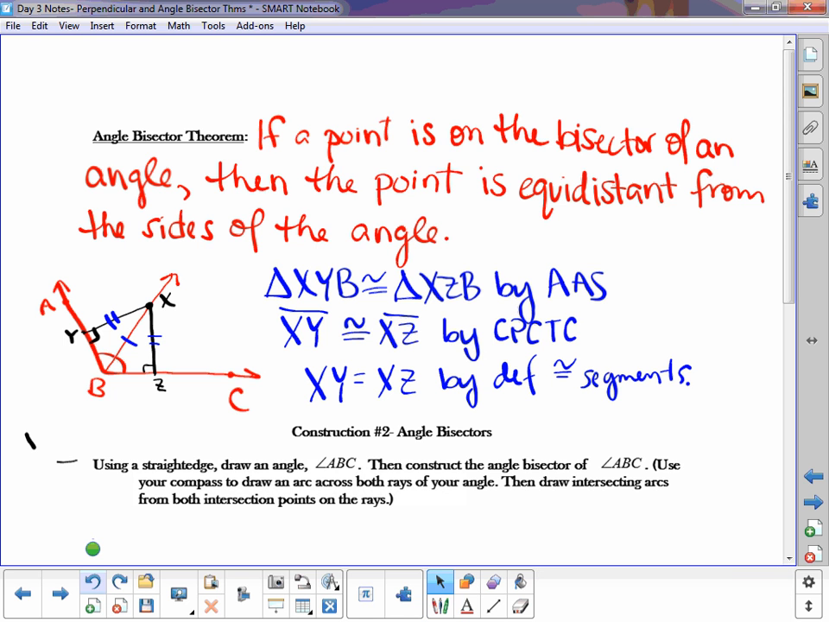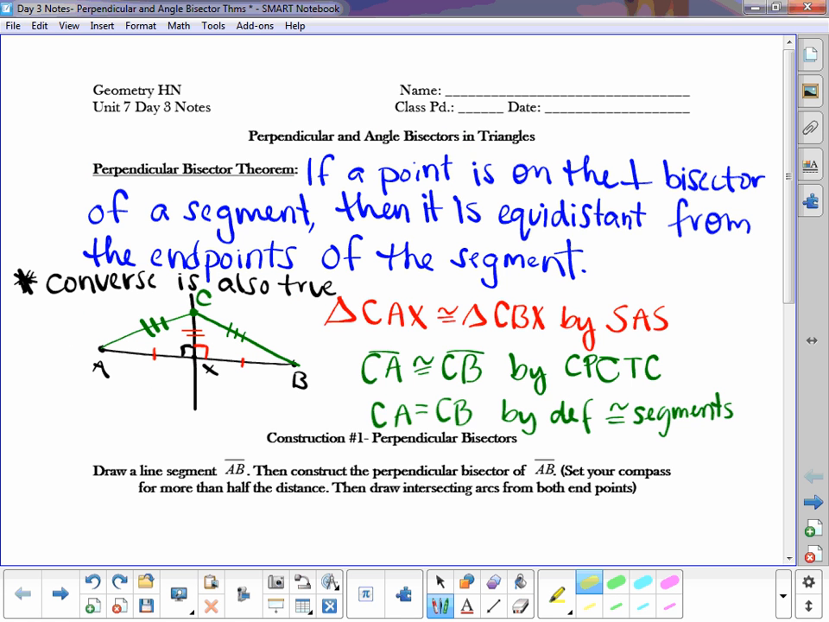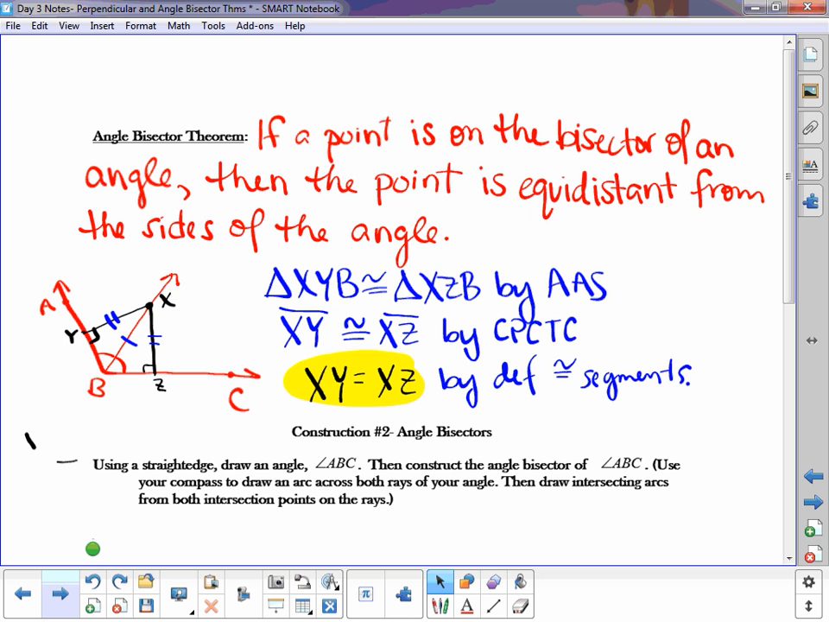Alright, so in both of these cases, this is the takeaway. What our theorem tells us is that that distance is the same. And likewise over here, our theorem tells us that this distance is the same. Interestingly, both of these were using congruent triangles. For the angle bisector theorem, is the converse also true? Yes, the converse is also true for this one.